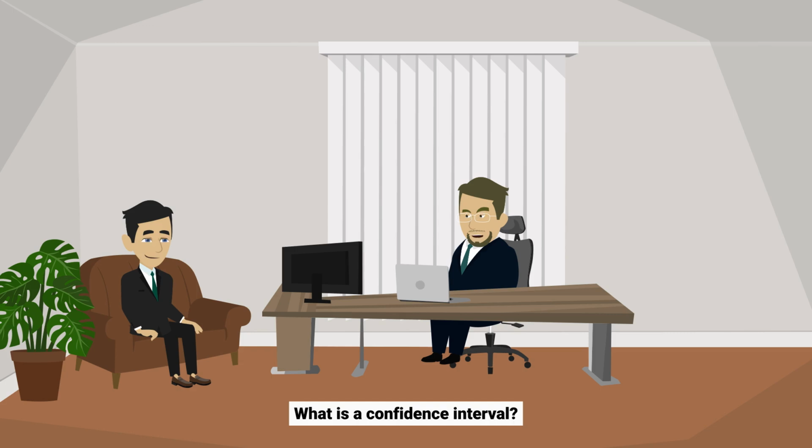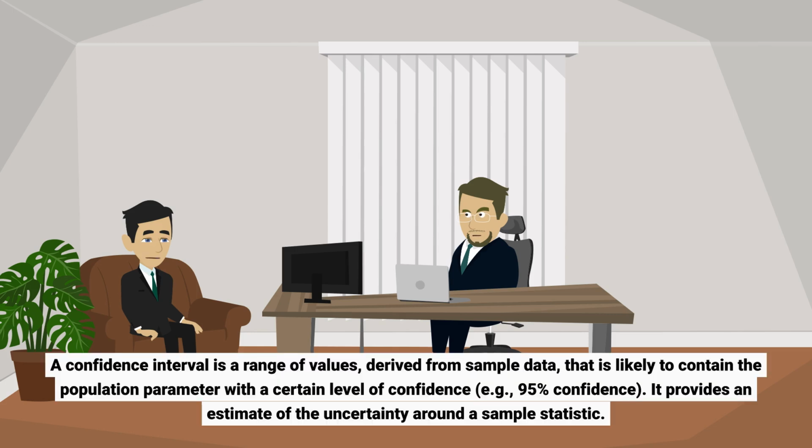What is a confidence interval? A confidence interval is a range of values, derived from sample data, that is likely to contain the population parameter with a certain level of confidence, e.g., 95% confidence. It provides an estimate of the uncertainty around a sample statistic.